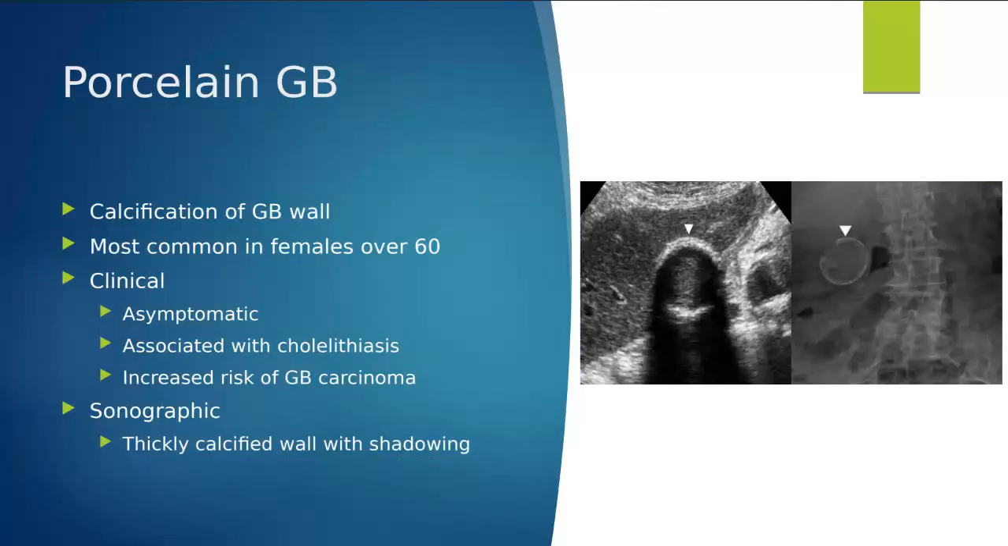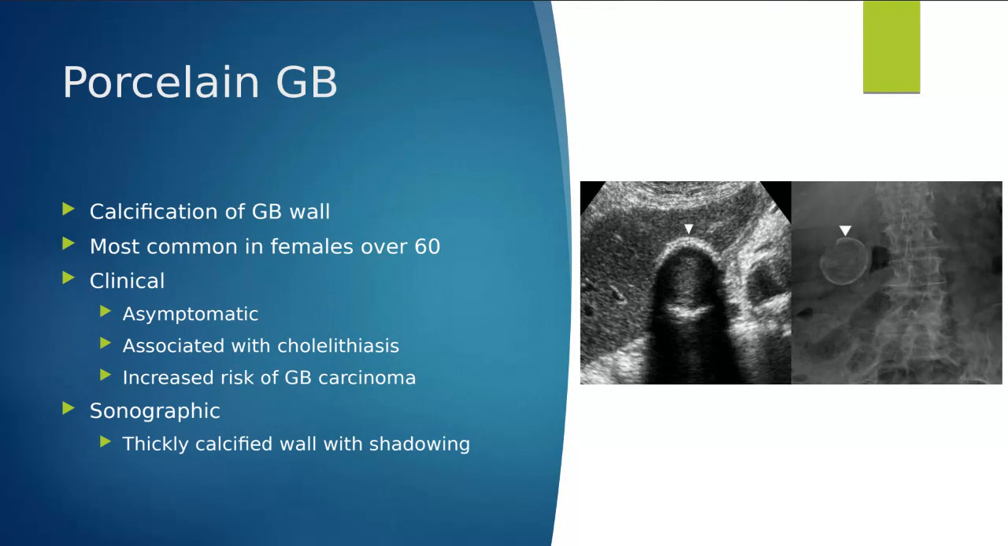Next, we have porcelain gallbladder. This is when we have the entire calcification of the gallbladder wall, most common in women over 60. I mean, we're really just lucking out with all of these conditions that we can get, right? Clinically, it's going to be asymptomatic, but it can be and is associated with cholelithiasis, of course. There is an increased risk of gallbladder carcinoma occurring from this.